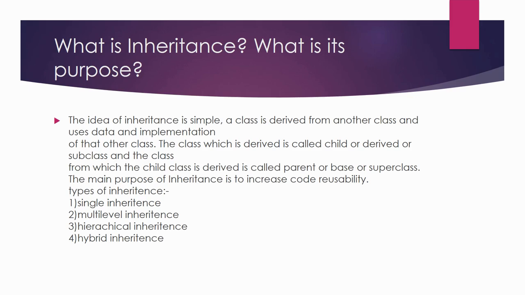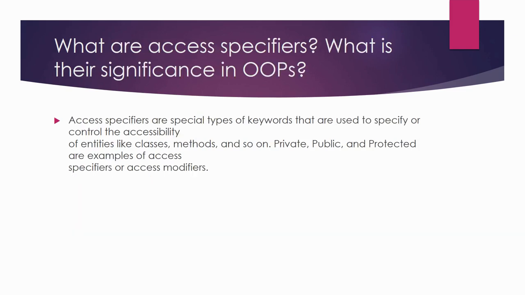Types of inheritance: there are the following types: single inheritance, multi-level inheritance, hierarchical inheritance and hybrid inheritance. Then what are access specifiers and what is their significance in OOPS? Access specifiers are special types of keywords that are used to specify or control the accessibility of entities like classes, methods and so on. Private, public and protected are examples of access specifiers or access modifiers.